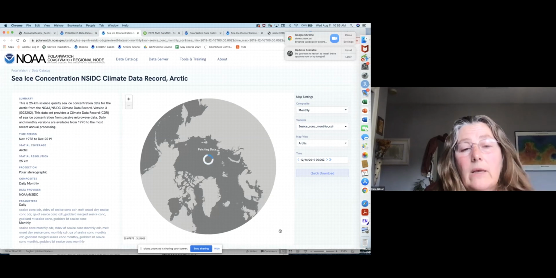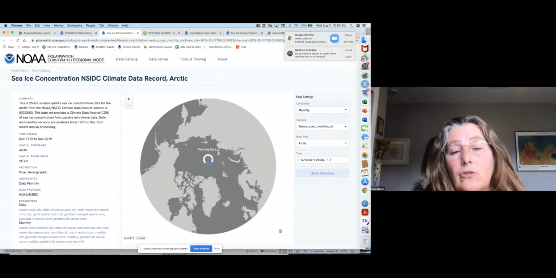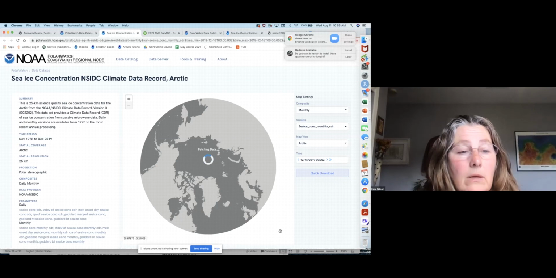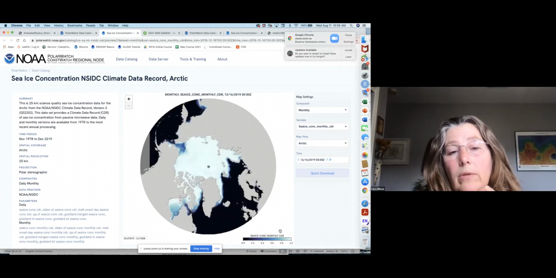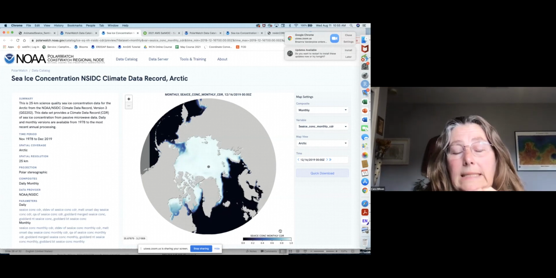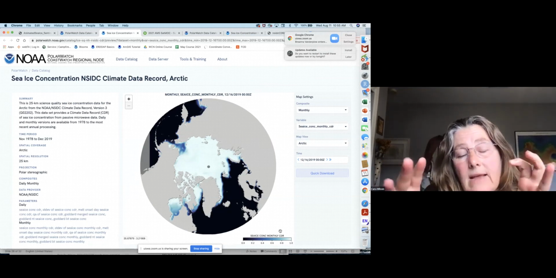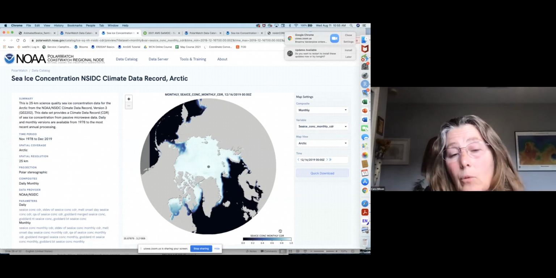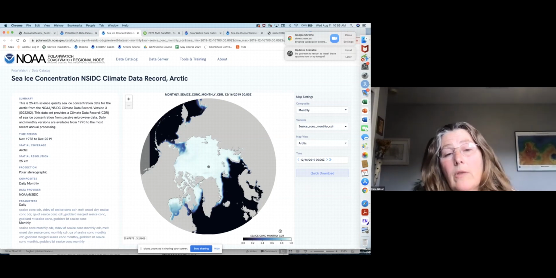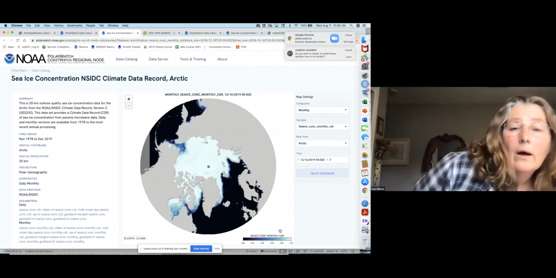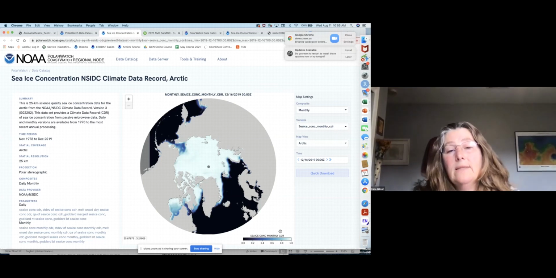So this automatically comes up and it brings us the most recent image. This is thinking, and it's going to come up with the sea ice concentration for December of 2019. This is the climate data record, so it doesn't have the most recent data. If we wanted to look at the most recent one, we could look at the near real time. But this is showing us December of 2019.